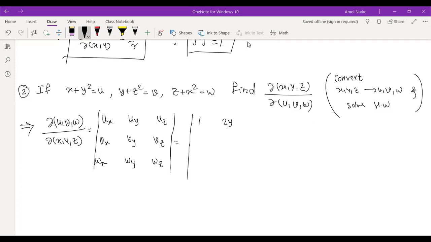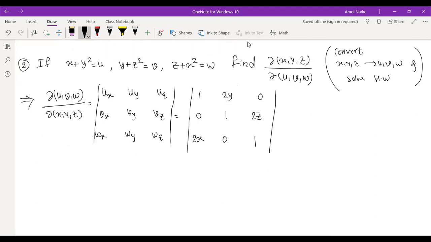Now can you find v with respect to x? 0. V with respect to y? 1. And with respect to z? 2z. What about Wx? 2x. Then 0, 0, 1. Can you solve this determinant now? What is that determinant?